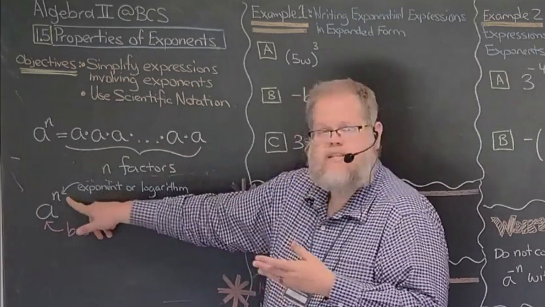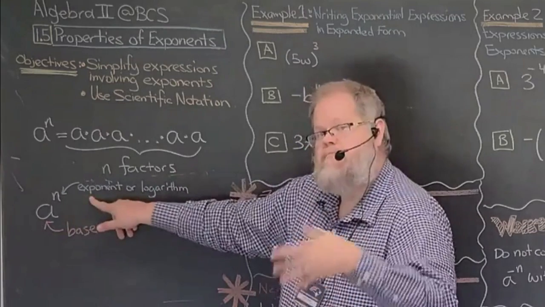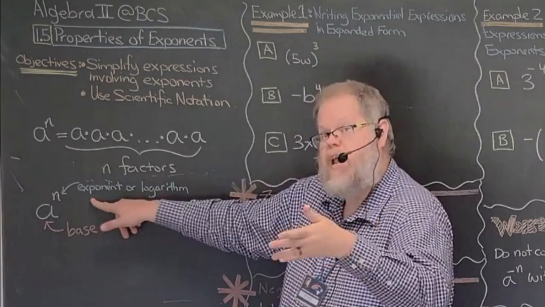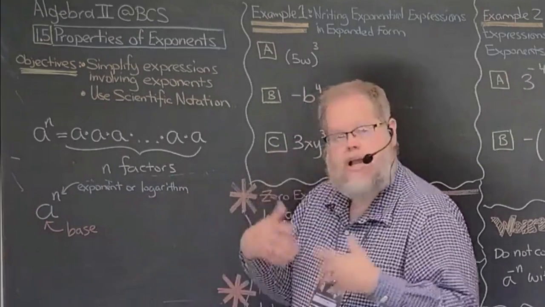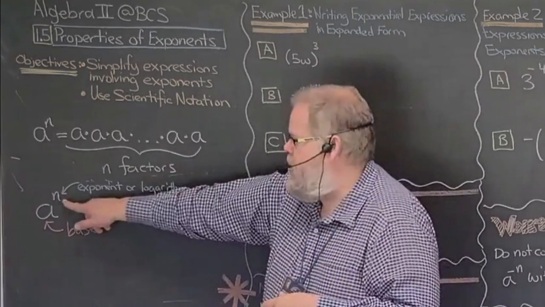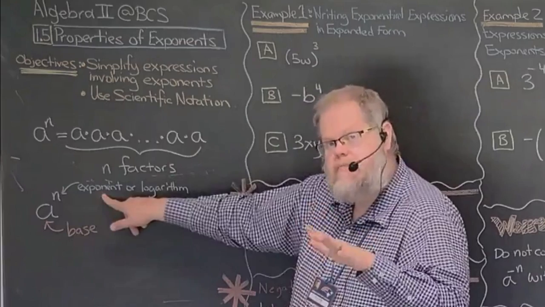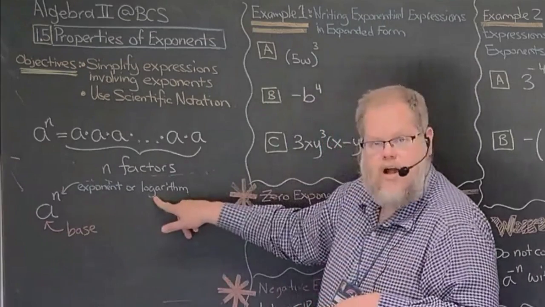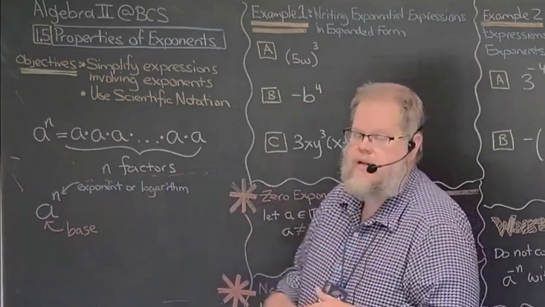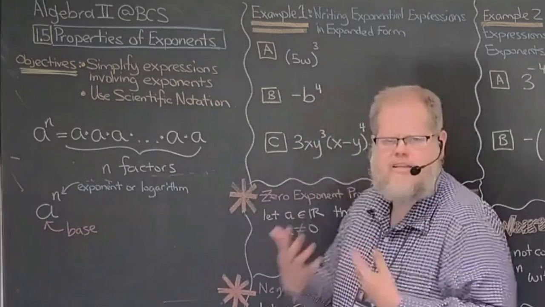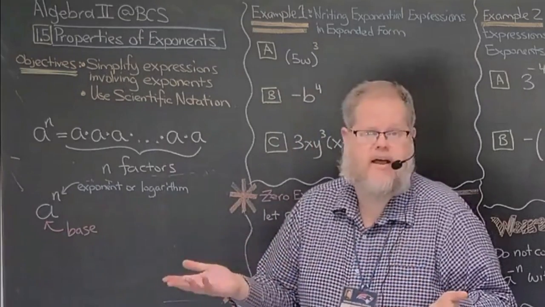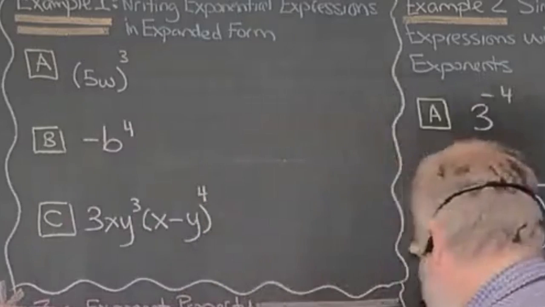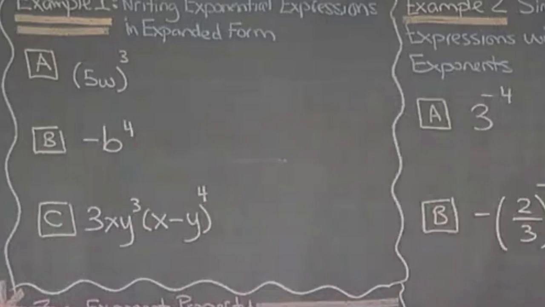N is oftentimes called the power or the exponent, but I'm also going to use the other name that it's not often called, but you'll need to know it because it's going to come up in the future. So n can be called the exponent, but sometimes it's also called the logarithm, and that becomes important in later lessons. But for this lesson, you can just call it the power or the exponent, and that's fine. All right, let's go ahead and get right into example 1.